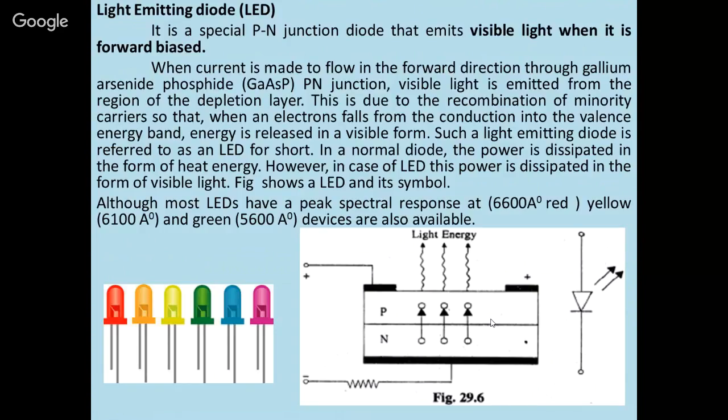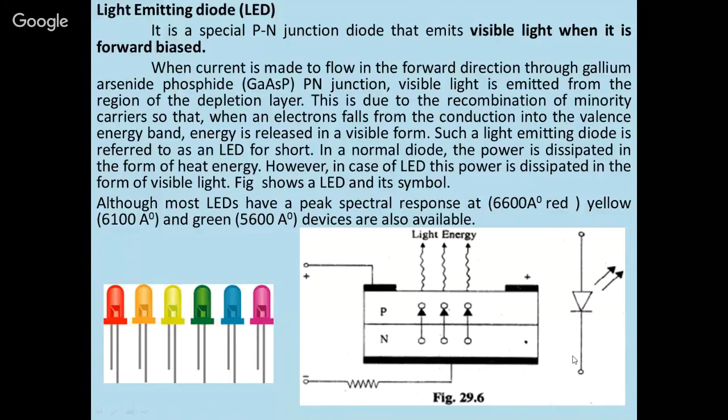And the third device is called a light emitting diode. Wherever you go, you can see these different colored LEDs. We are very familiar with LEDs. So what is that LED? LED is nothing but a light emitting diode. It is a special PN junction diode that emits visible light when it is forward biased. When it is forward biased, it starts emitting light.